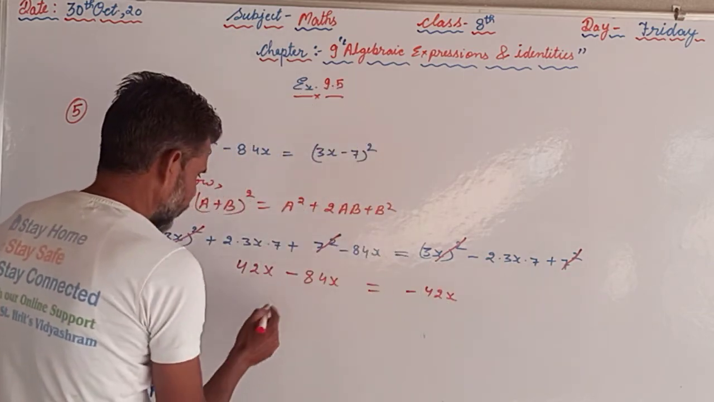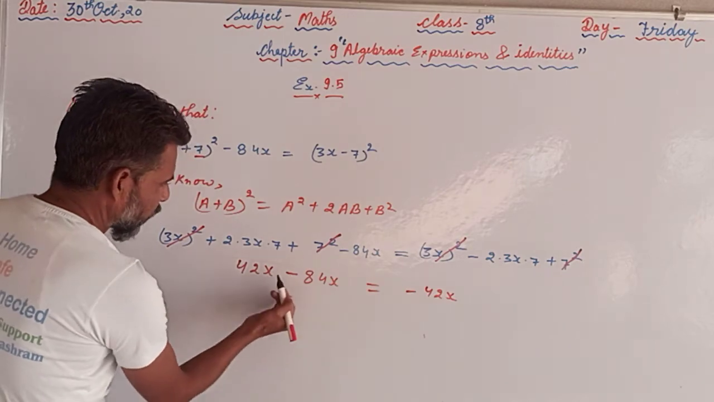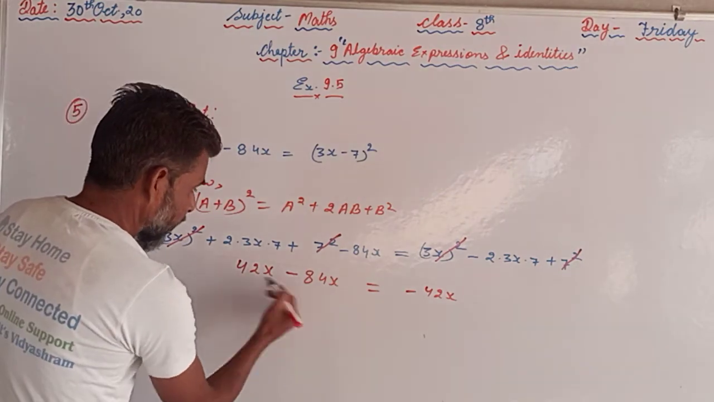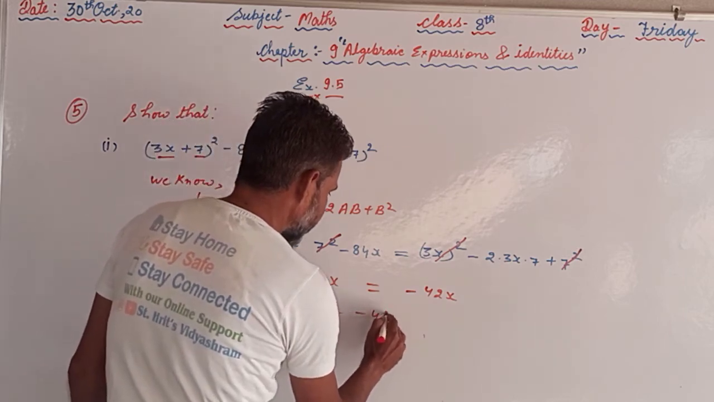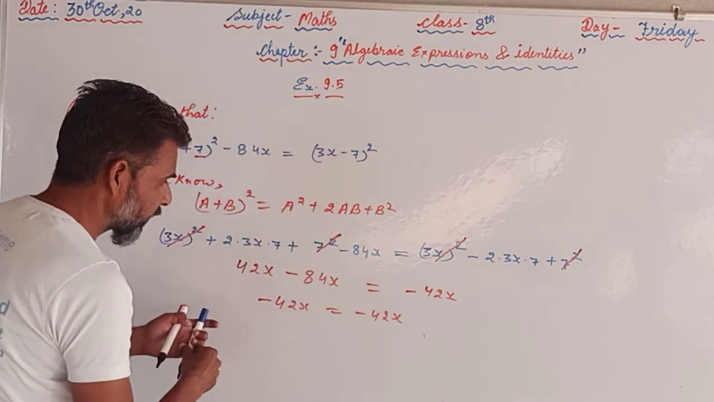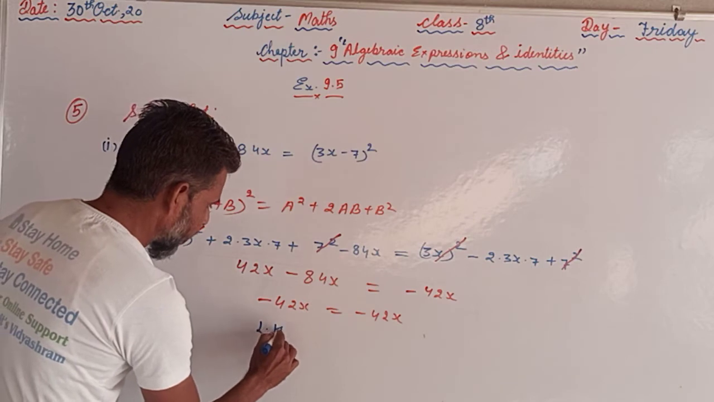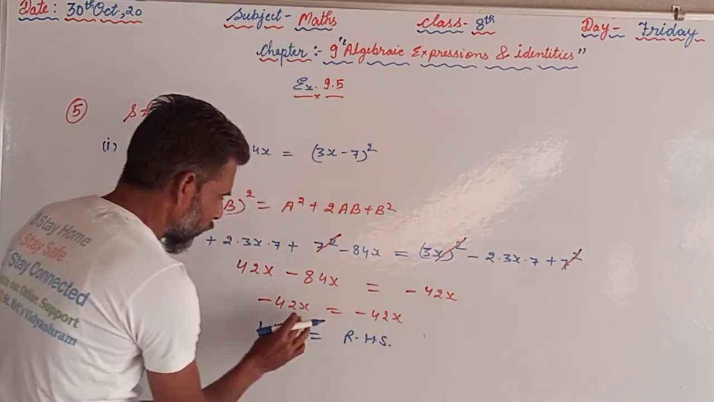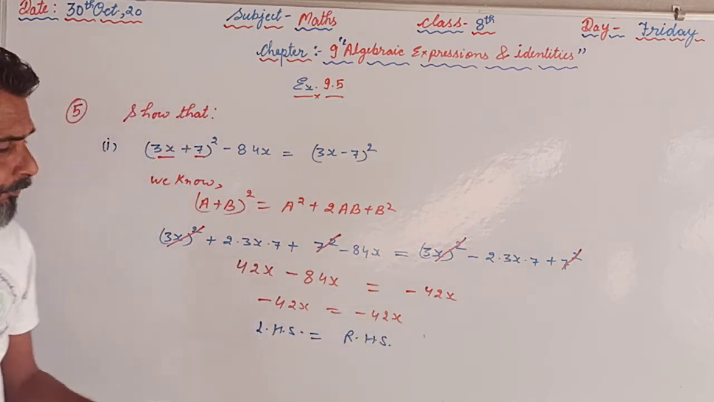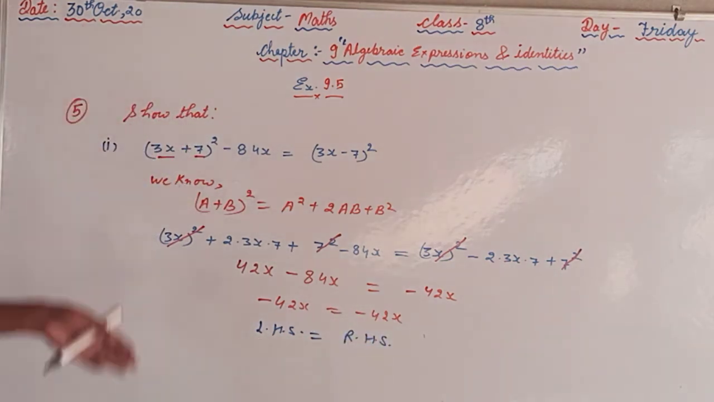So, from here both are having the different sign. So, if we solve that, that will be minus 42x and here minus 42x. From here we got left hand side is equals to right hand side. Both the sides are same. So now this is verified.